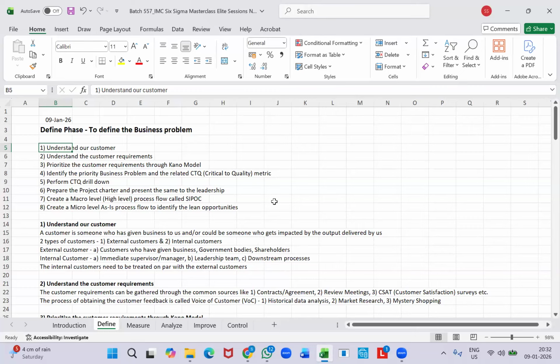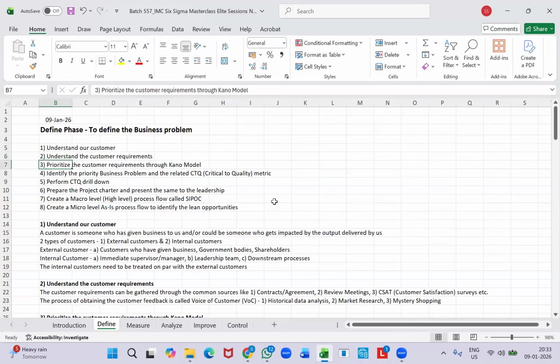But the definition of customer is much wider than this, right? So it's not only the person who has actually given us the business. There are certain other entities whom we have to consider as customers. So we will look at the definition of customer in detail, and also look at the types of customer as part of this. And once we have understood our customer, the next step would be to understand the customer requirements. So what are the customer requirements? How to actually understand what the customer is expecting from us, right? So that is the second step.